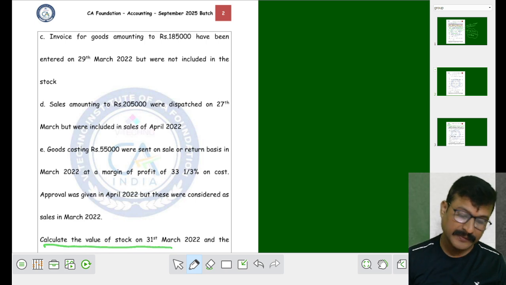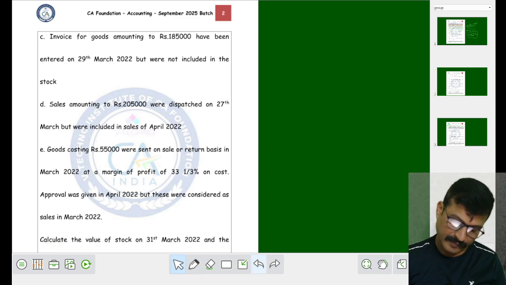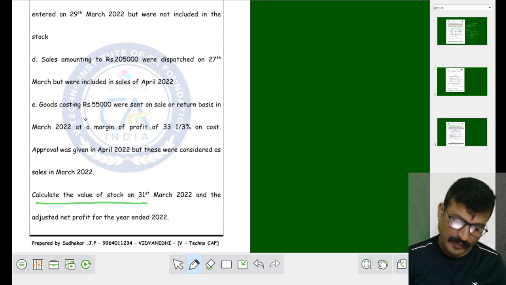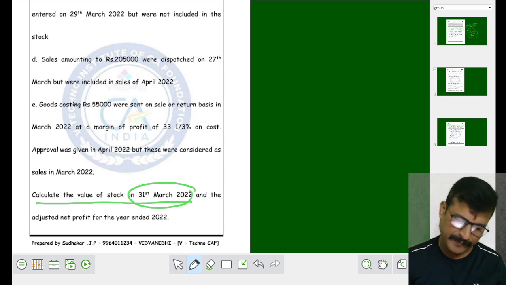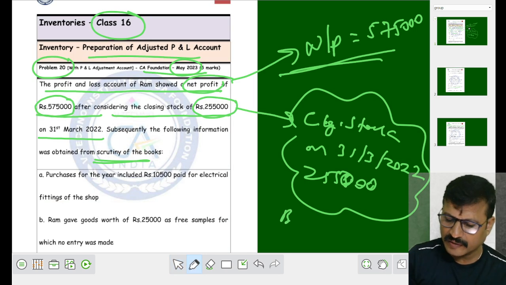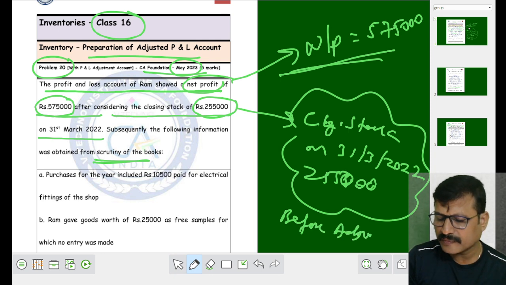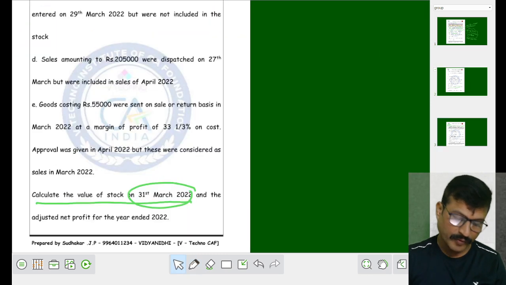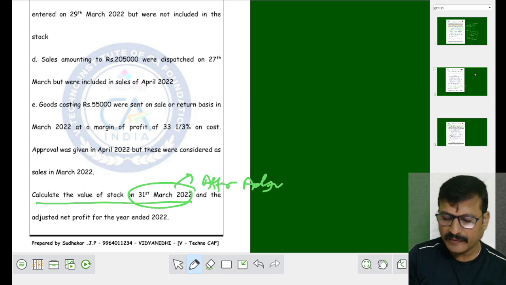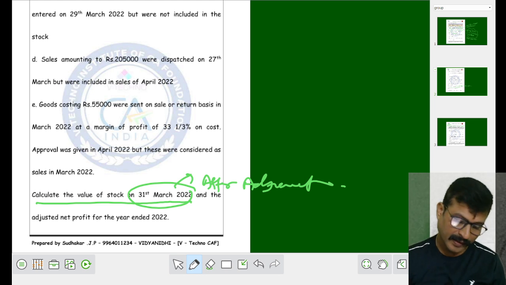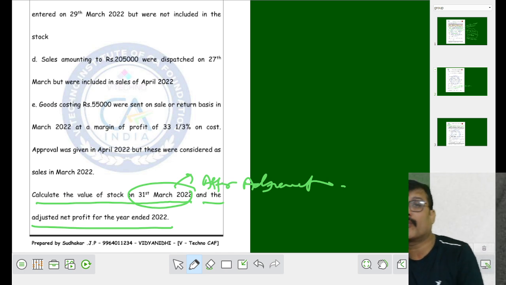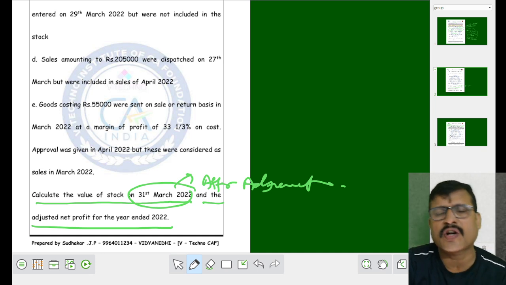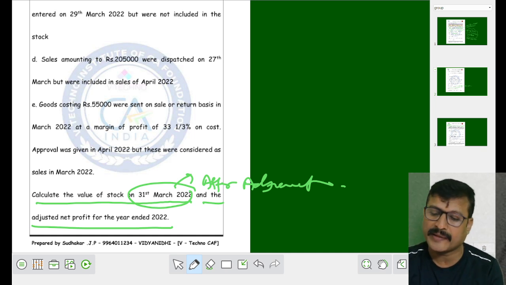Calculate the value of stock. See what we have to calculate. We have to calculate the value of stock on 31st March 2022, means we have to calculate after adjustment. So we can say that this is the stock before adjustment. We have to calculate the value of stock after adjustment, under the profit and loss adjustment account for the year ended March 2022. What we have to do? We have to calculate the closing stock after adjustment, as well as we have to prepare the profit and loss adjustment account.